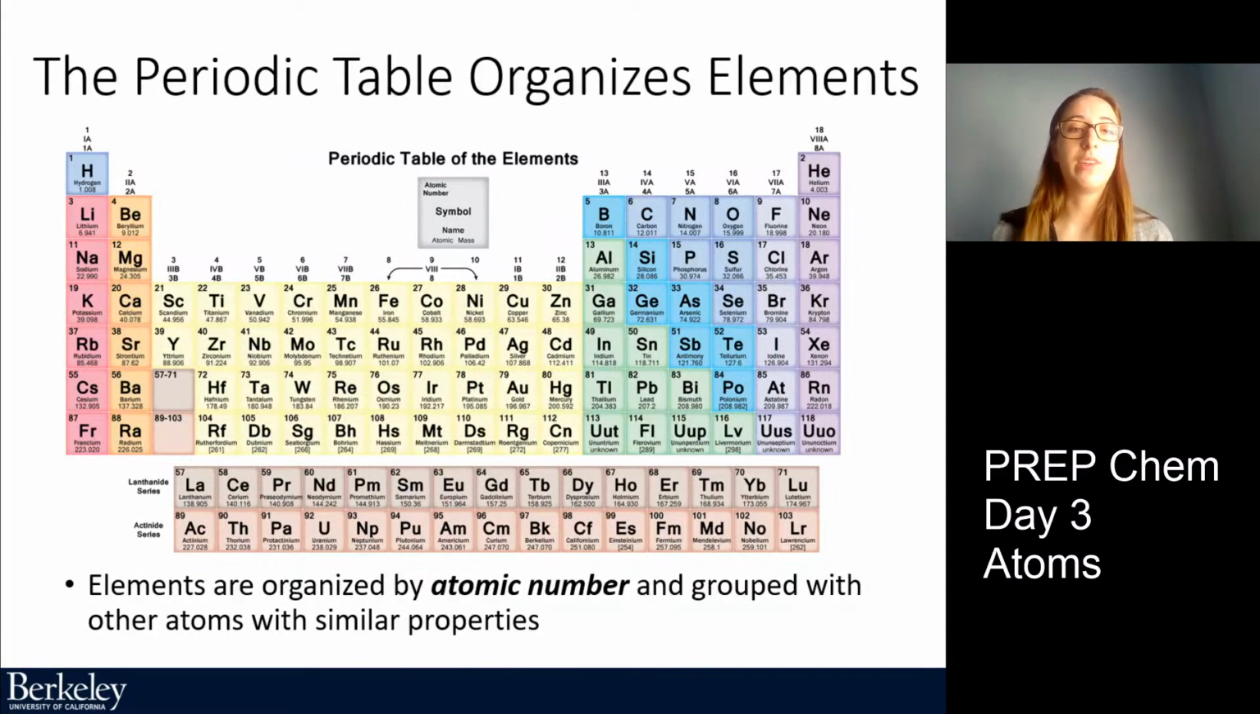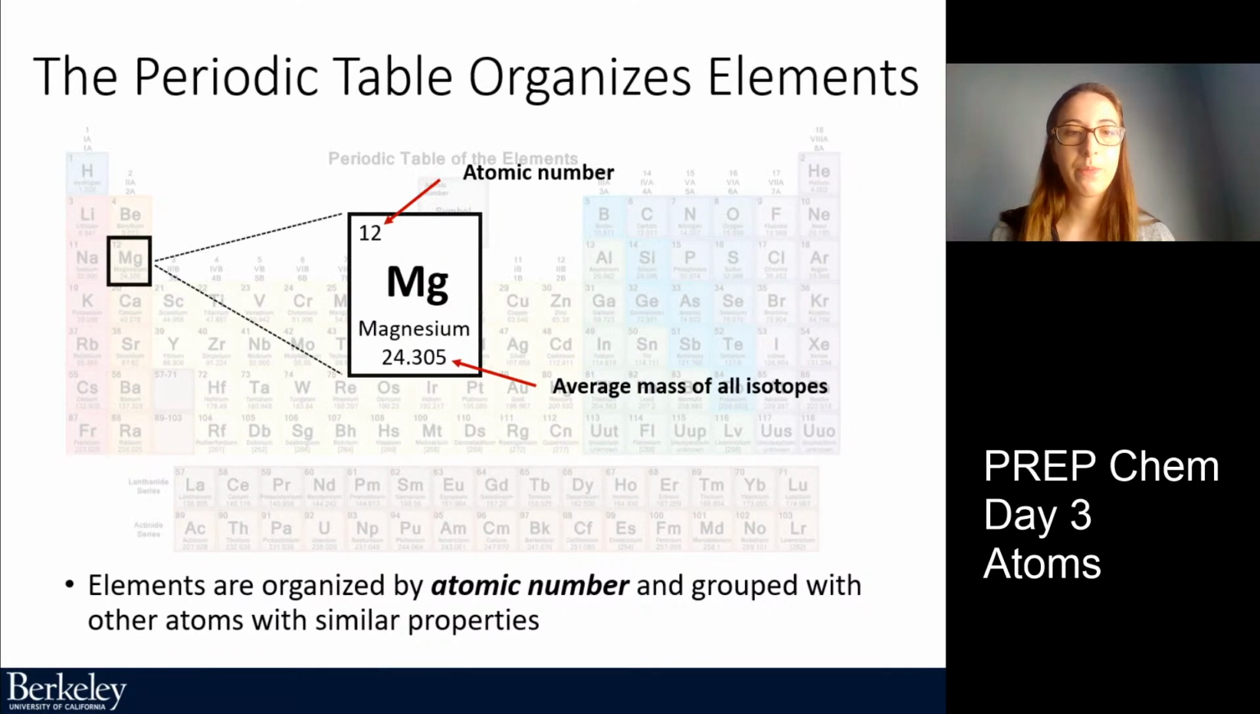So the periodic table is the way that we organize elements. If we look at this table, we see that all of the elements are organized by atomic number, and then they're also grouped by atoms with similar properties. We're just going to quickly go over some of the different main areas of the periodic table, just so that everyone's familiar with these words. But we're going to try to go through this pretty quickly, just because these are all definitions.